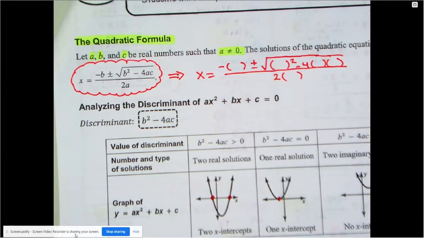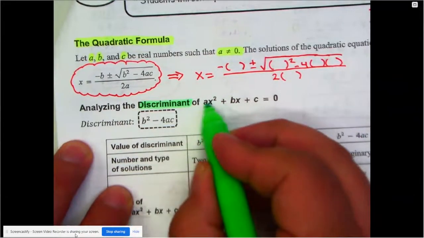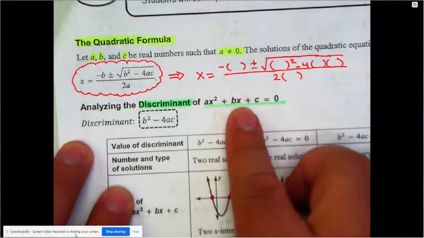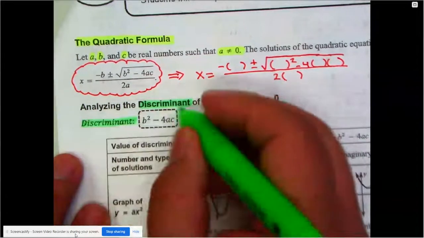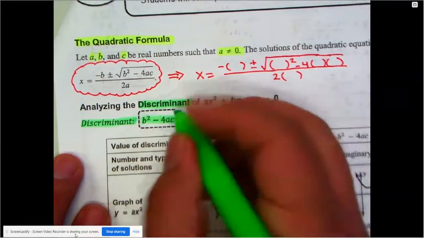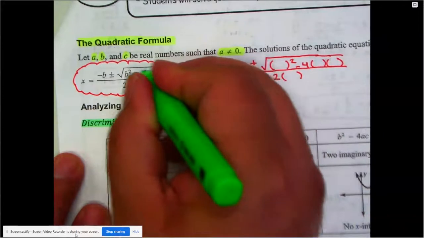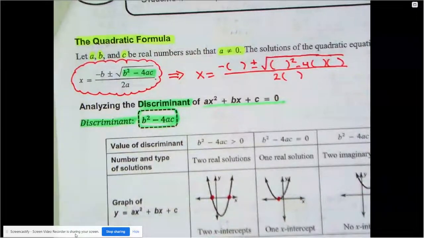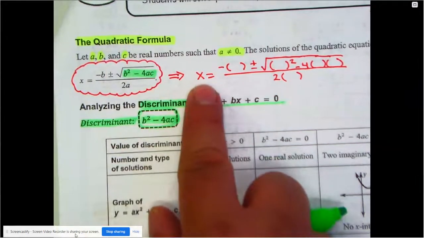But with the quadratic formula, there's a very important part. It's called the discriminant. And notice how the order needs to be the same. It needs to be in standard form. It has to equal zero. But look at what the discriminant represents. It says the discriminant is the b squared minus 4ac. It's the inside of our square root. So the discriminant is a part of the quadratic formula, but there's a big difference. We use the quadratic formula to solve for our x-intercepts. That's why it says x equals.